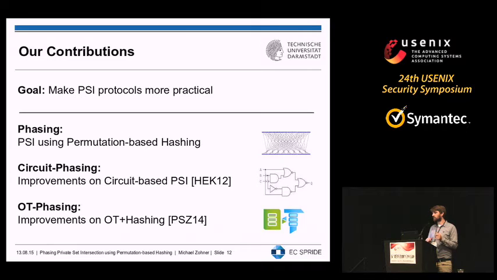First off, we introduce a technique that we call phasing, which means permutation-based hashing, and which allows us to create a generic technique for private set intersection protocols that compare elements. We then apply our technique to generic secure computation-based protocols in order to achieve better results for them. And finally, we improved the Oblivious Transfer-based protocol from our USENIX paper last year.